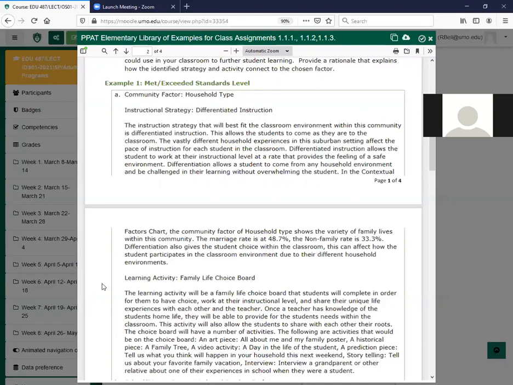Now let's talk about how that instructional strategy furthers student learning. Can someone tell me what the writer said that the instructional strategy did in order to help that student learn better? He or she, whoever wrote this. What makes differentiated instruction help a student to learn better? What did they say? They get to learn at their own level without being rushed. Okay, differentiated instruction allows the student to work at their instructional level at a rate that provides the feeling of a safe environment. Okay, so it says that. Does that further student learning?